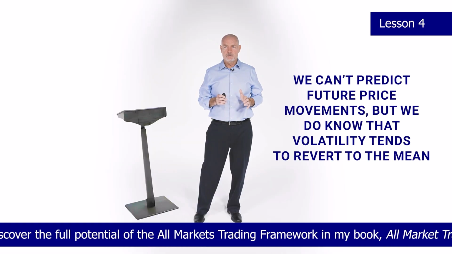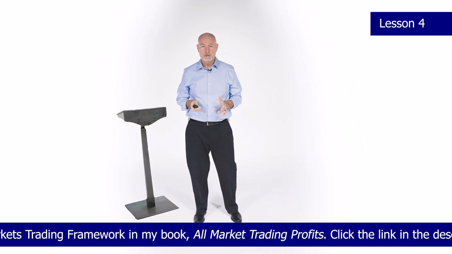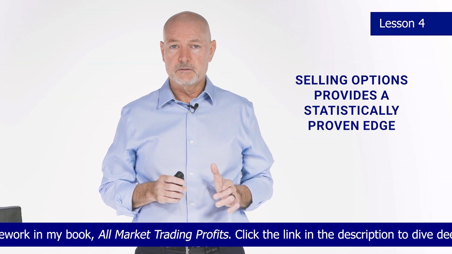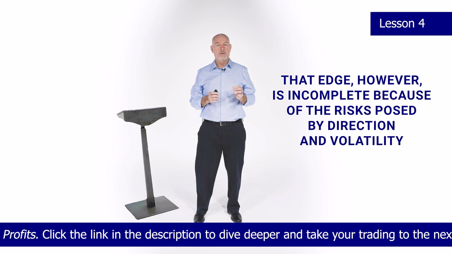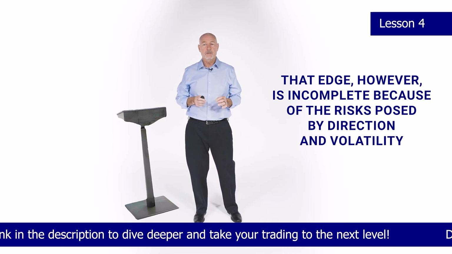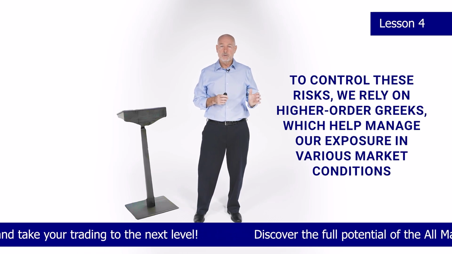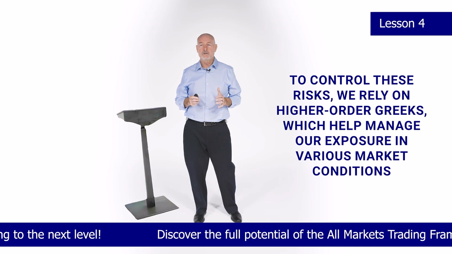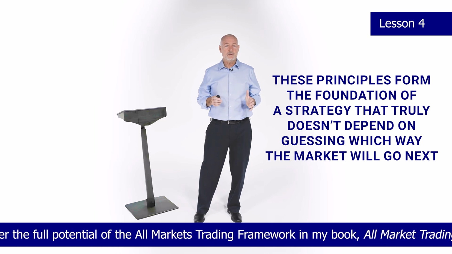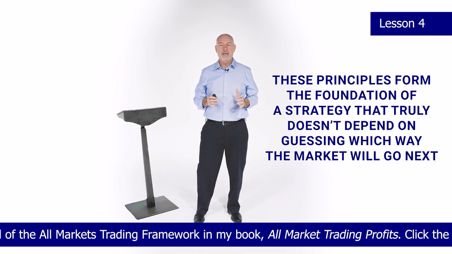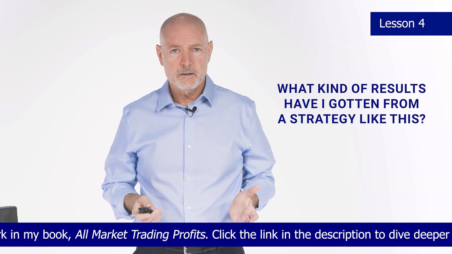We can't predict future price movements, but we do know that volatility tends to revert to the mean. Selling options provides a statistically proven edge. That edge, however, is incomplete because of the risks posed by direction and volatility. To control these risks, we rely on higher order Greeks, which help manage our exposure in various market conditions. Now, these principles form the foundation of a strategy that truly doesn't depend on guessing which way the market will go next.